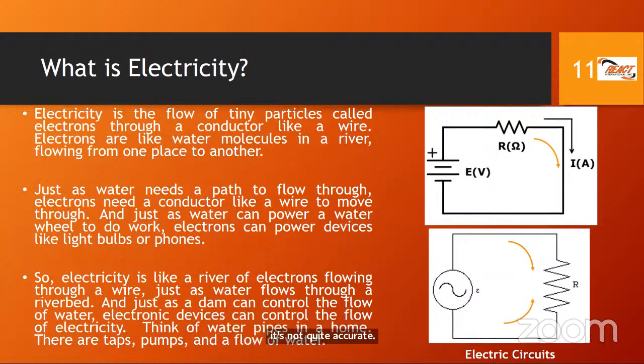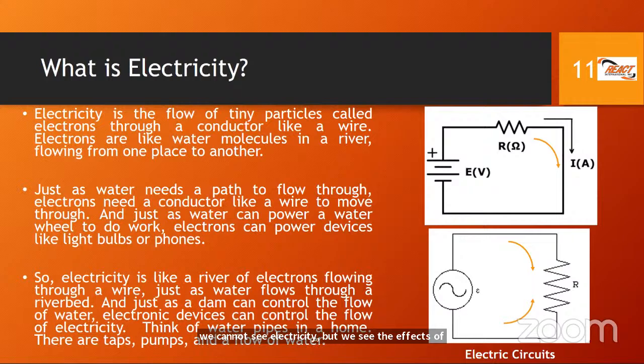So as the electrons move through that wire, it can do work. For instance, when we turn on a light switch, the light illuminates our area. That is work that those electrons are doing, and we see the effects of electricity. Oftentimes, we cannot see electricity, but we see the effects of electricity.